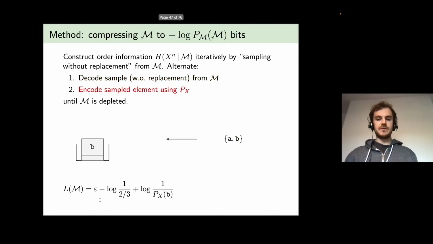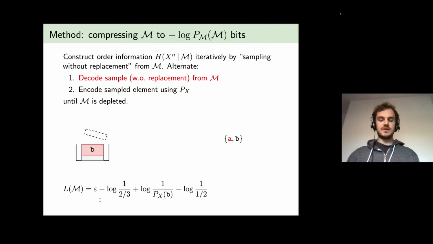Having chosen B, we then remove it from the multiset and push it onto the stack. That increases the stack size by log of 1 over P sub x of B. Then we just repeat. So the multiset's only got 2 elements now. Each one has probability of half of being chosen. The stack this time has chosen the character A, and then we encode A, which increases the stack by P sub x of A. Finally, we decode the last choice.